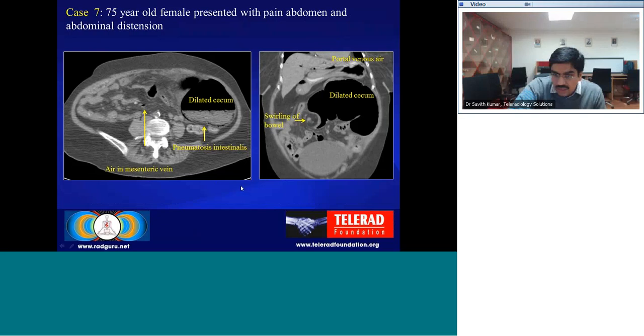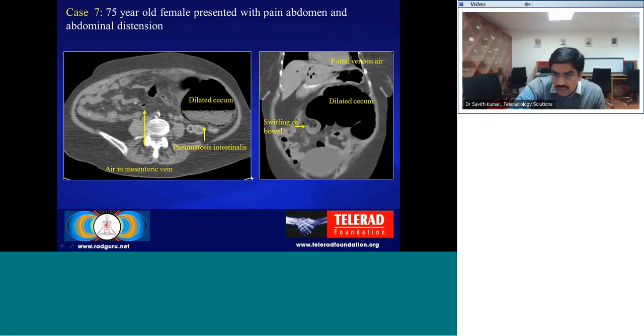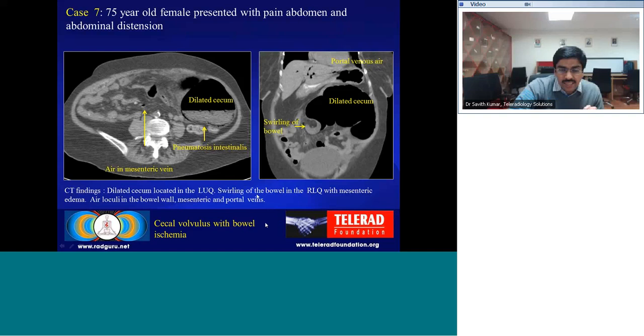The re-demonstration of the same findings, the mesenteric swirl and dilated cecum, intramural air. So this is a case of cecal volvulus with a complication of bowel ischemia, and the findings suggesting bowel ischemia are intramural air, mesenteric air, portal venous air, and mesenteric congestion. So this is a cecal volvulus with a complication of ischemic injury to the bowel.